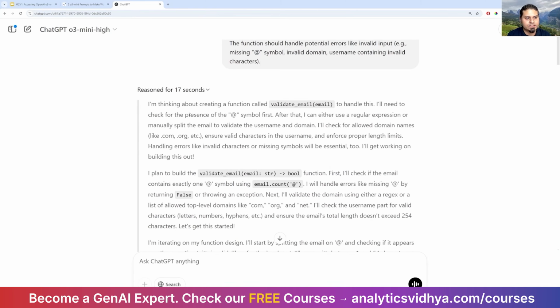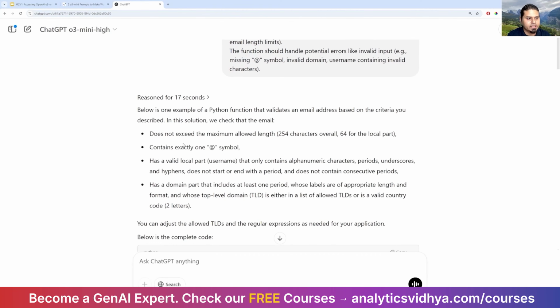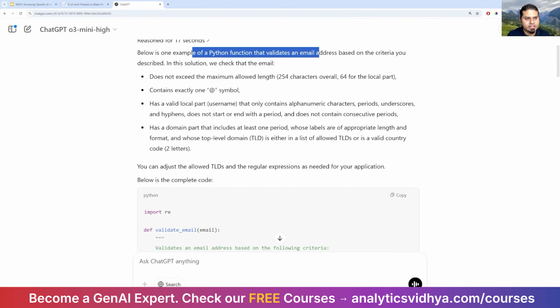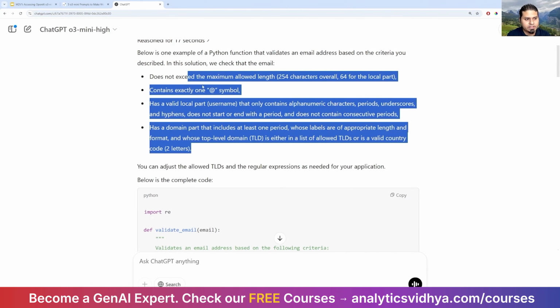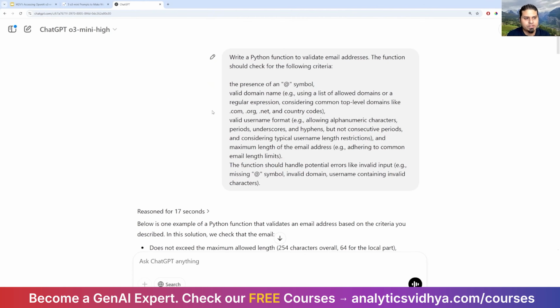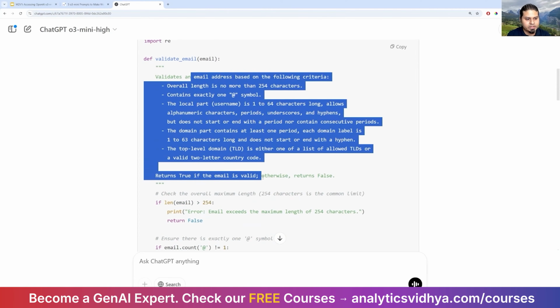And now it starts responding after reasoning for 17 seconds. So these were the thinking steps. And now it tells us that below is one example of a Python function that validates an email address based on the criteria I described in terms of the key constraints which I put in the prompt here. And then, as you can see, this is the Python function with nice documentation about what it does.